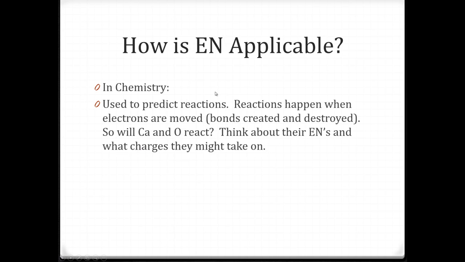So, how is this electronegativity trend applicable? Well, in chemistry, we use it to predict reactions. Reactions occur when you move electrons. In other words, we're going to create or destroy a bond, which is what we're about to learn about. So we have to think about things like, will calcium and oxygen react? Think about their electronegativities and what charges they might get, because remember, all atoms are trying to be happy.